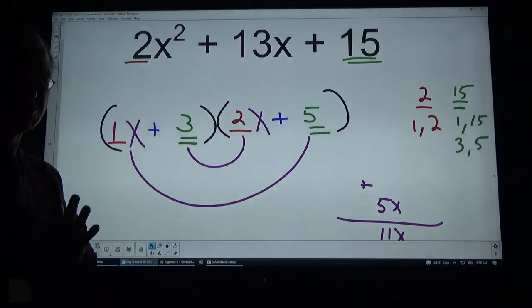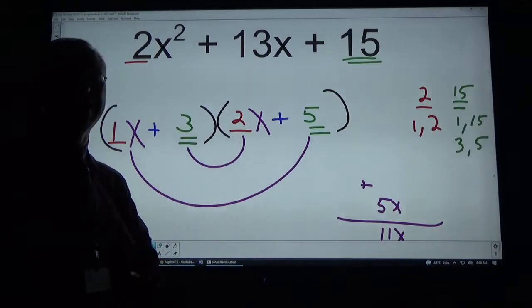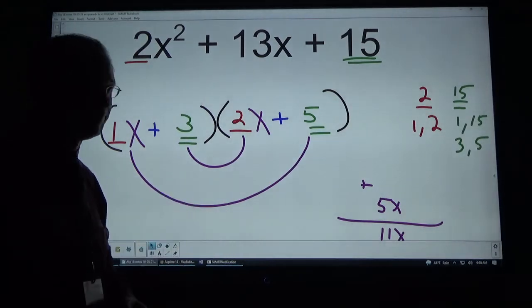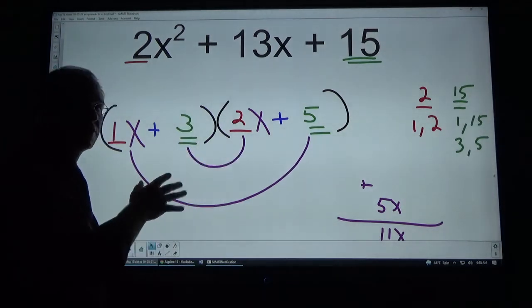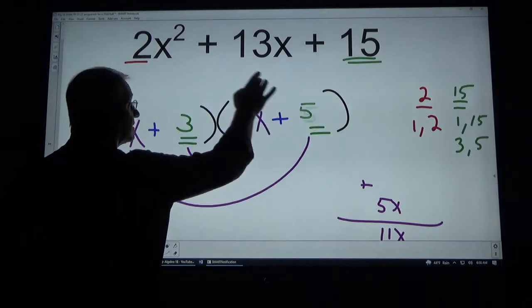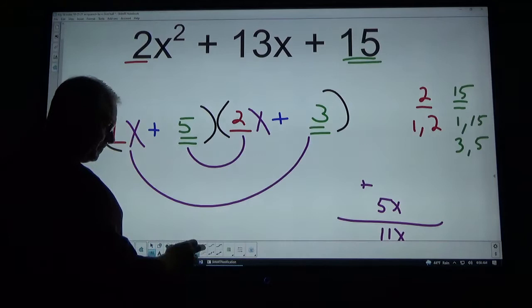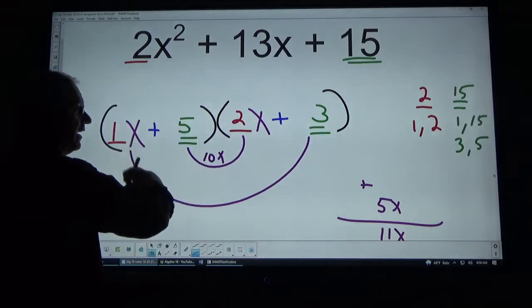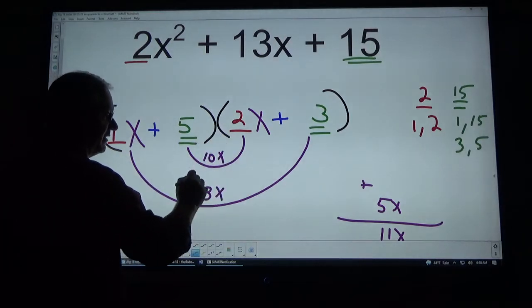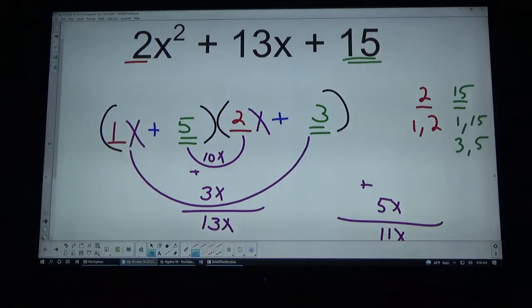The very worst thing you can do is to swap a single underline with a double underline. That never will give you a good result. Only swap single with single or double with double. Never mix the two. So I'm going to swap the 3 and the 5 and see what that does. So 5 times 2x is 10x, 1x times 3 is 3x, and when I add those together, sure enough, I get my 13x I was hoping for. And there is your final answer.